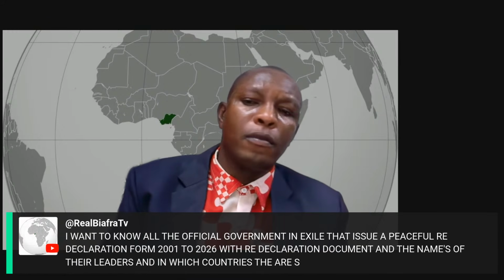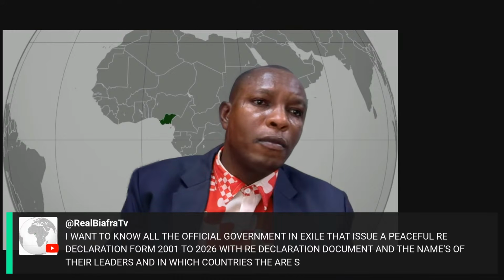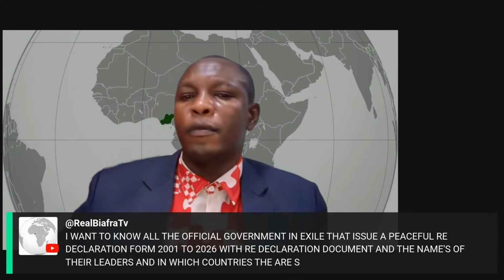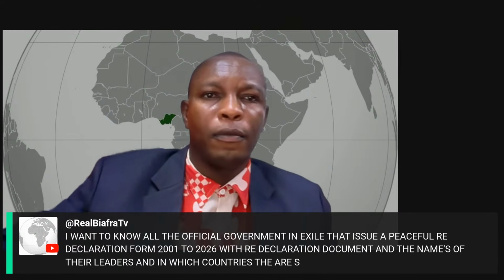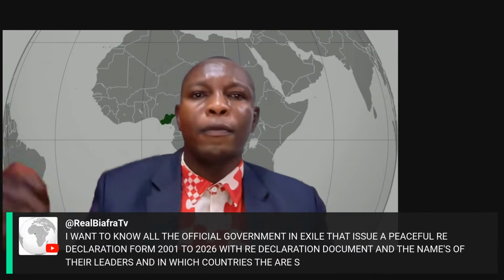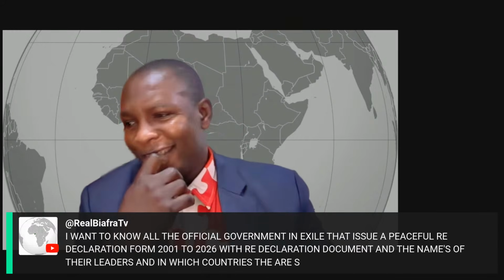The transition from a movement to a formal government in exile culminated in late 2024 with a series of structured peaceful legal actions. The trigger event: on November 29, 2024, during a convention in Lahti, Finland, the Biafra Republic Government in Exile, BRGIE, officially issued the Declaration of the Restoration of the Independent State of Biafra.